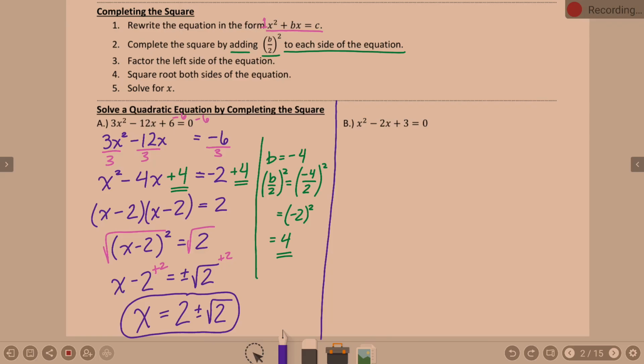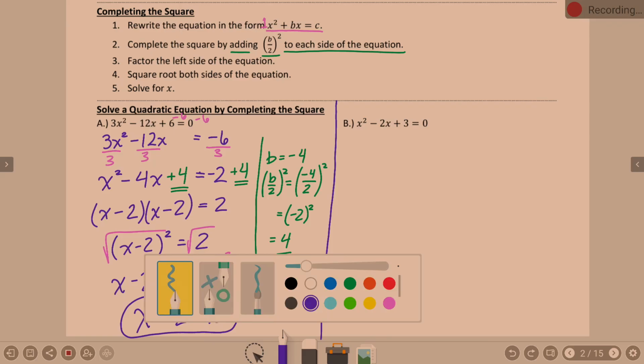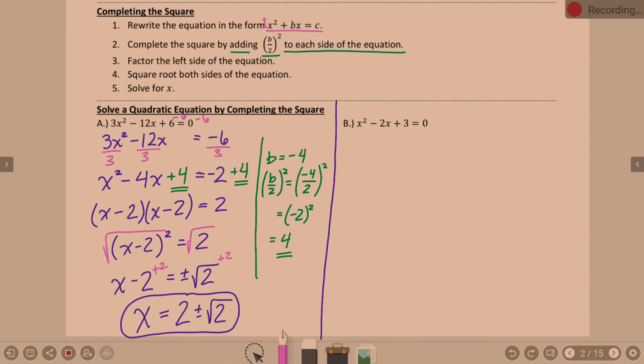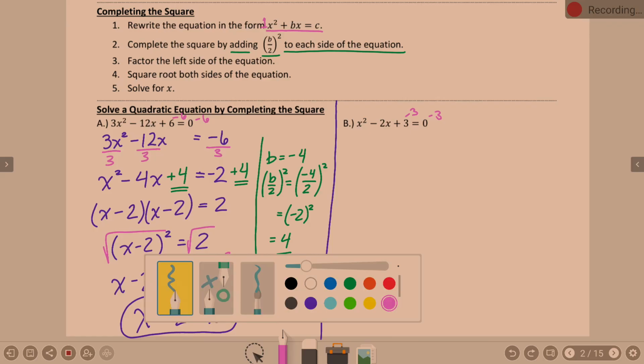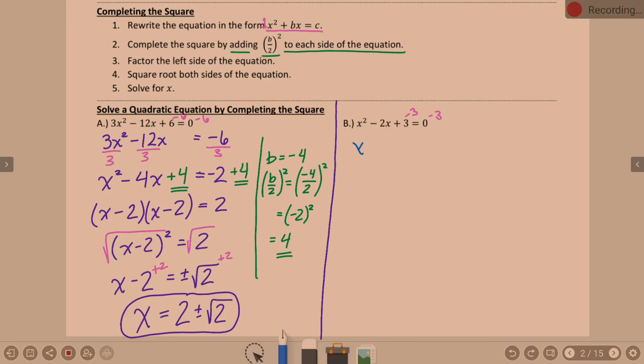Let's do it. Okay, step 1, starting all over. Rewrite the equation in the form x squared plus bx equals c. What do I have to do to put this in the form x squared plus bx equals c? I need x squared and x on the left, number on the right. So the 3 has to go. So we subtracted it. Now I have x squared minus 2x. I'm going to go ahead and start leaving my gap. And 0 minus 3 is negative 3.